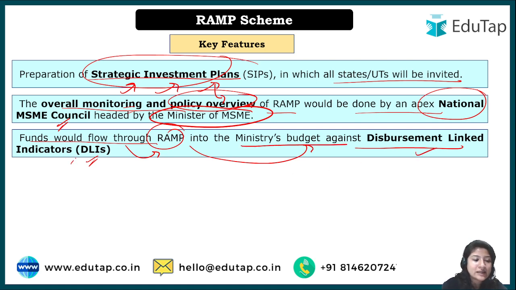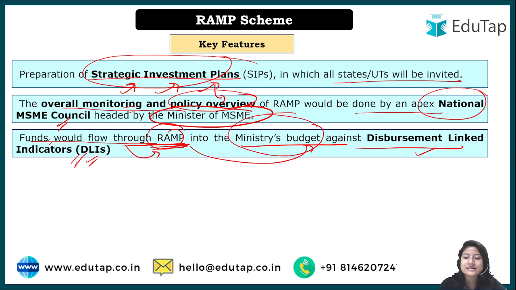What are disbursement linked indicators? These are some indicators that have been specified by the World Bank, and against these indicators, the World Bank provides loan. What does it mean? So it says that there are some factors that need to be taken care of by the borrower that is taking a loan from the World Bank, and when those criteria are met, then they get a loan against whatever demands the borrower has. Okay, so the funds we will get ultimately end up in the ministry budget, but they will flow through the RAMP scheme because we are taking a loan under this particular program.